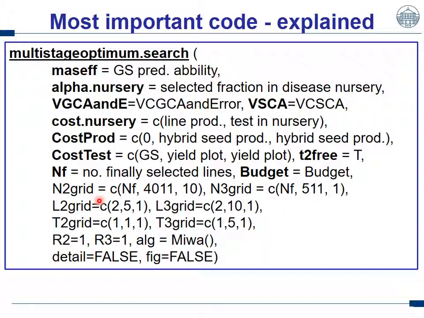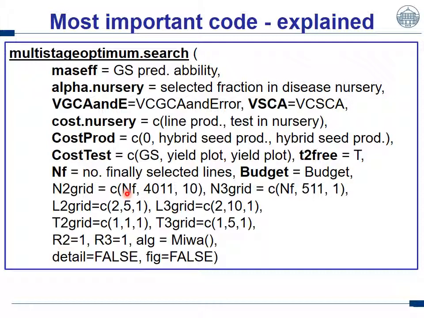It's a grid search. Grid search does mean you say here for the first yield test, for the numbers of the DH lines tested in this yield test, I start with a number here, at least NF, that's what I want to select at the end, in our example 5, and I test all allocations up to 4011 if the budget is sufficient. If it gets too expensive, the system stops itself. And we make it stepwise by 10.